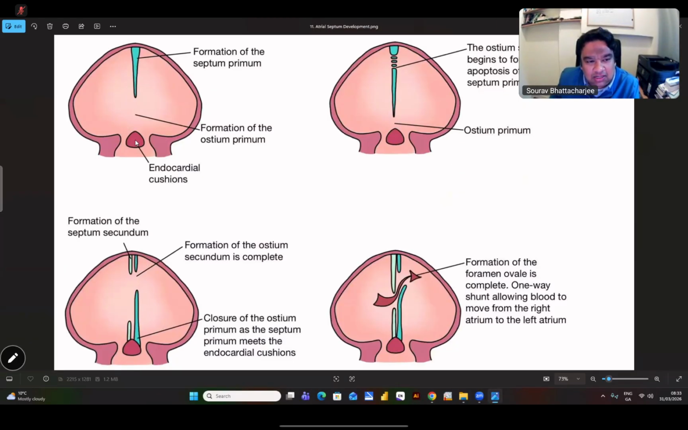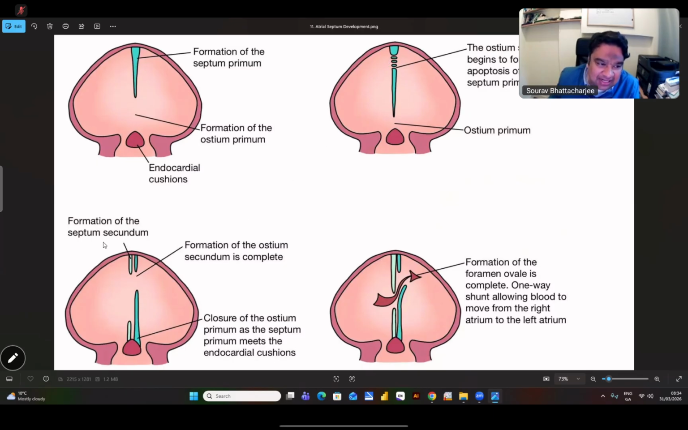This is the endocardial cushion, and from the top, the septum primum will develop. First, it will keep growing, and initially there will be a hole here that is called the ostium primum. By the time this ostium primum reaches the endocardial cushion, some of the cells on the top will undergo apoptosis, and that will create a kind of hole.